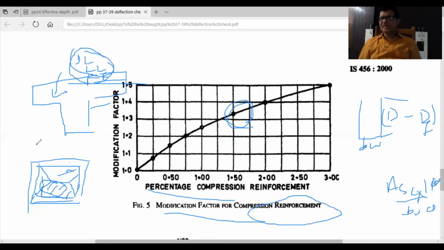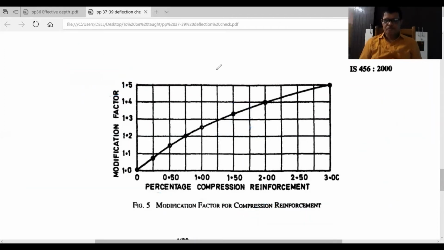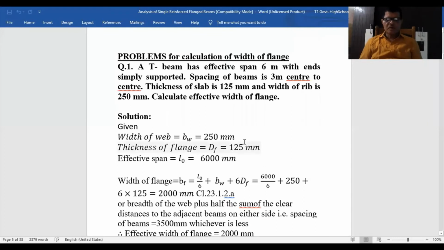Now before going to one example of the design of flanged section, let us see how we find out the effective width of this flange. So let's see how to find out the effective width of flanges. Some problems on this effective width of the flanges. So now we'll discuss the problems on how to find effective width of flanges.